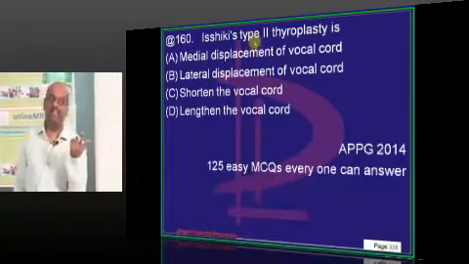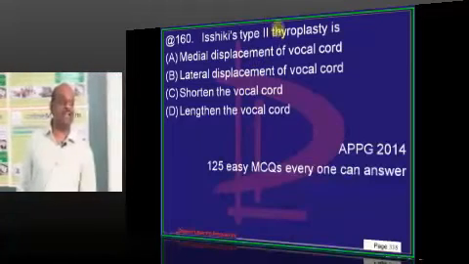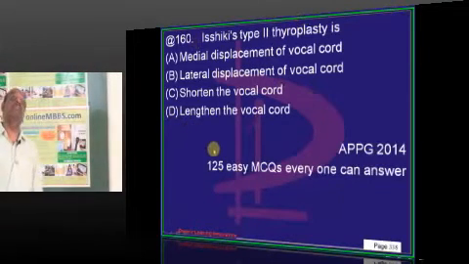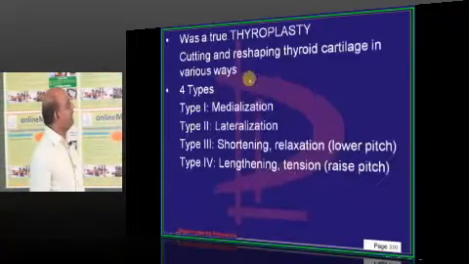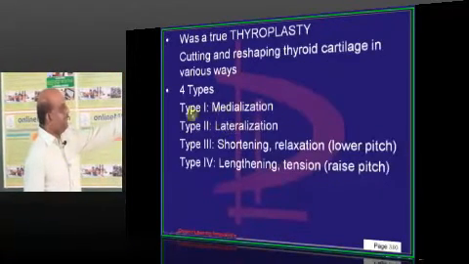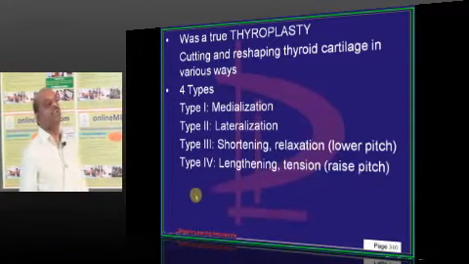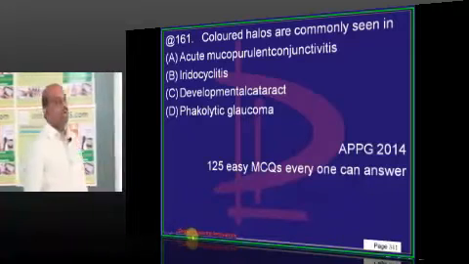Without one pyroplasty, ENT. Actually, Rhinolalia clausa aperta should come, but this time it did not come. Right? ABPG 2015 will surely come. So, Ishiki type 2 thyroplasty. Lateralization is 2, medialization is 1, shortening relaxation is 3, lengthening tension is 4, is what we have to basically remember. What was the answer given?